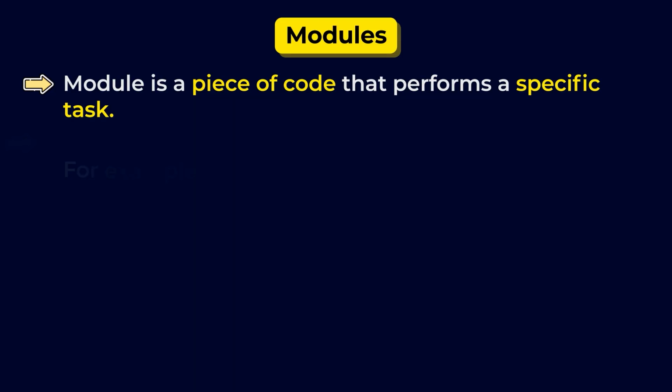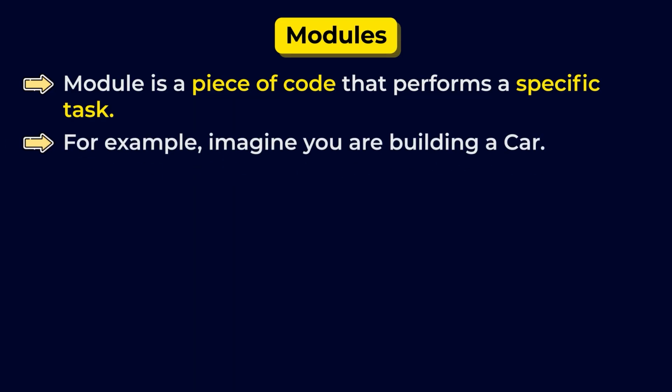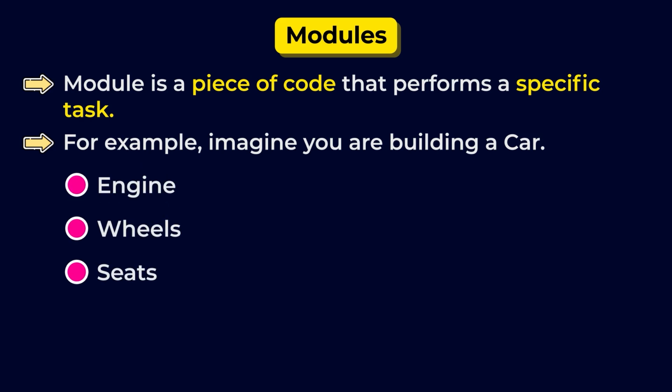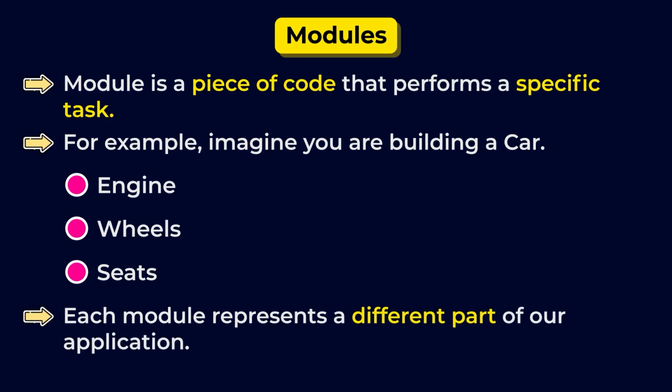For example, imagine you are building a car. A car has many parts like engine, wheels, seats, etc. Each part is built separately and it can be replaced or repaired without affecting the entire car. Now in Node.js, modules work similarly. Each module represents a different part of our application, and these modules can work together to form a complete application. And that's why modules are a very important part of Node.js.